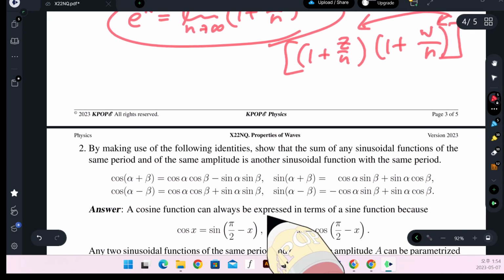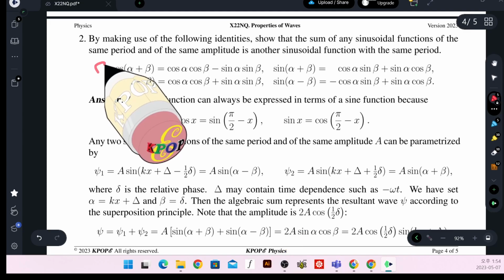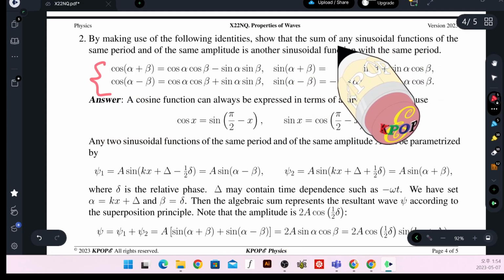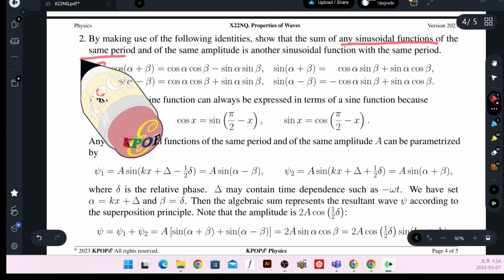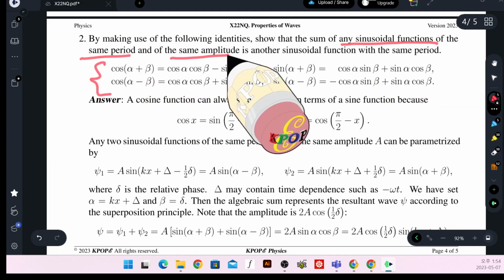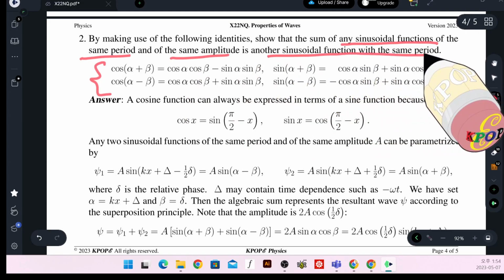Okay, next. Second, by making use of the following identities, show the sum of any sinusoidal functions of the same period and the same amplitude is another sinusoidal function with the same period. It is very, very important.